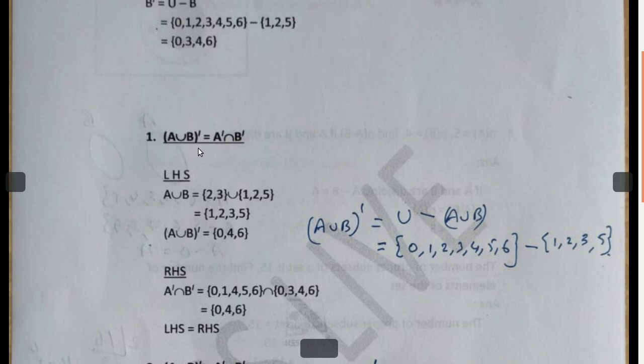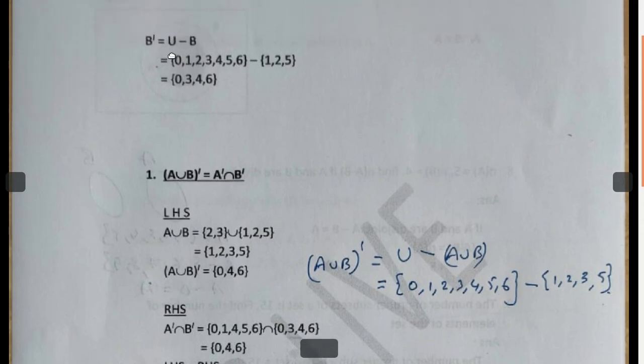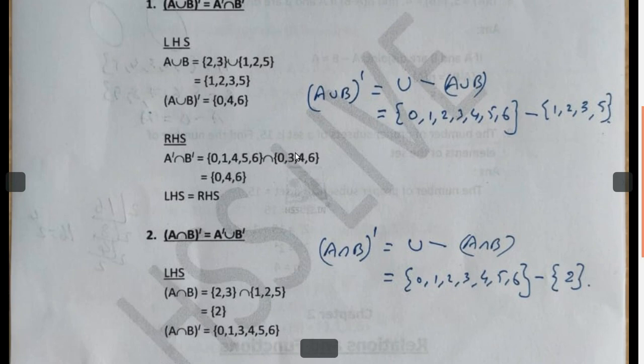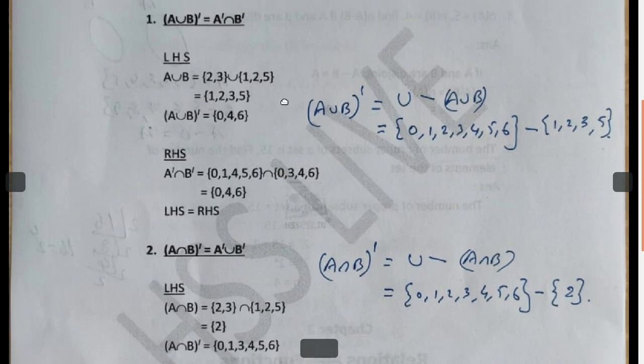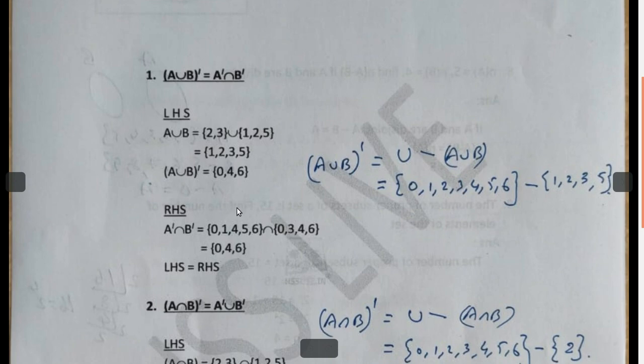So that is all about the left hand side. Similarly, what about the right hand side? A complement intersection B complement. We have seen A complement in the previous page: 0, 1, 4, 5, 6, intersection B complement, which is 0, 3, 4, 6. Then what about the common elements? 0 is common. 4 and 6 are also common. So 0, 4, 6. Comparing these two answers, LHS and RHS, they are the same. Therefore, the first De Morgan's law is verified.